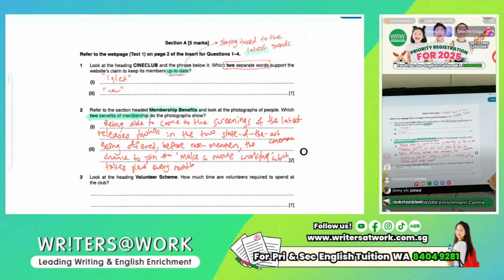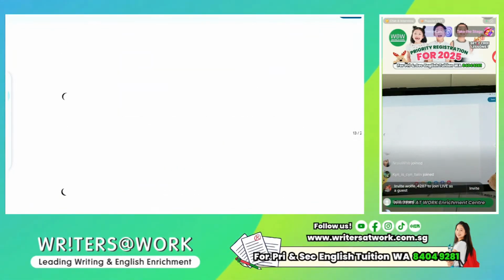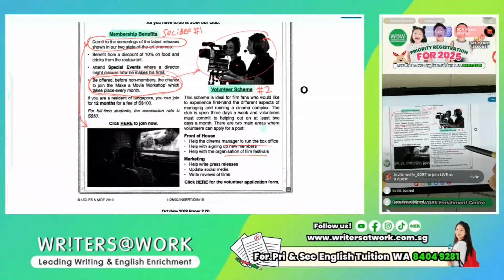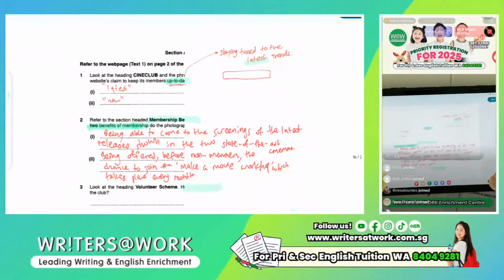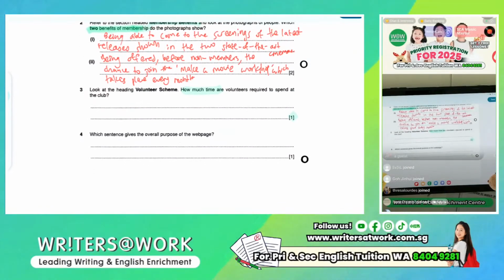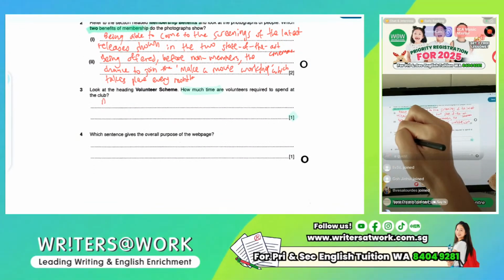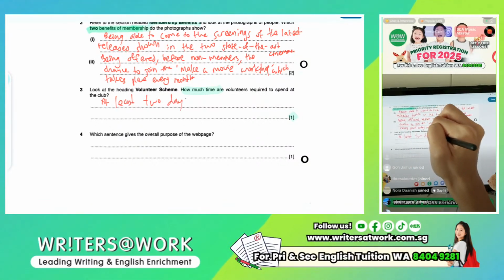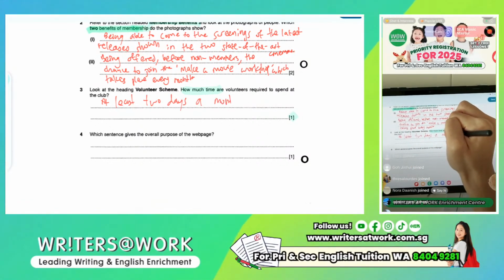Now you can see the last one about the volunteer scheme is also another giveaway question. They just ask you how much time and it's really 1 mark. So all these I'll say are not really very difficult questions. If you read closely, they tell you that you just need to commit at least 2 days a month. And that will be your answer. Okay. So I'll not write the whole thing out. I'll just show you and I'll just write it here for everyone to see. Okay.